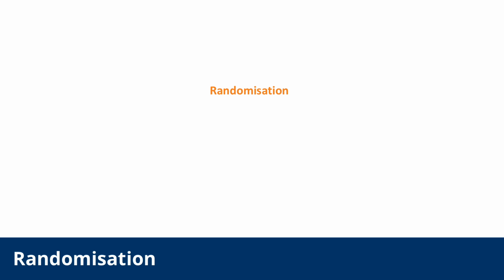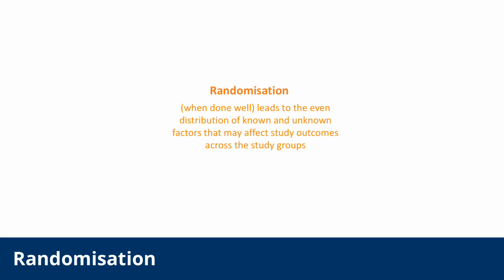Randomisation results in the even distribution of known and unknown characteristics or confounders across the study groups, so that any differences we observe in outcomes between groups at the end of the trial are likely to be due to the intervention being tested.